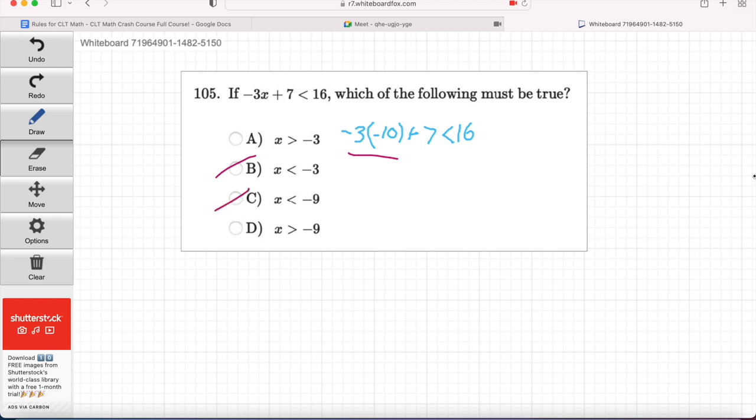Let's try D. What are we going to plug in to test D? Negative 8? Yeah, we could do negative 8. Let's do it. Negative 8 is greater than negative 9.